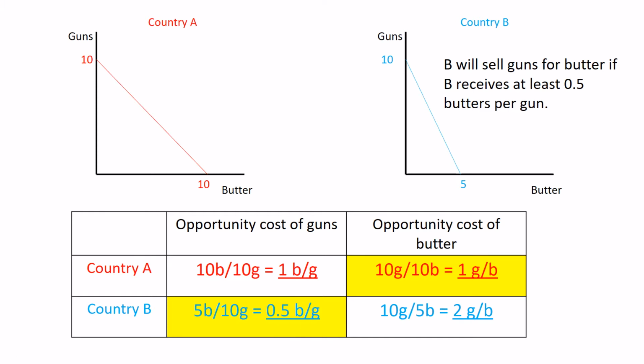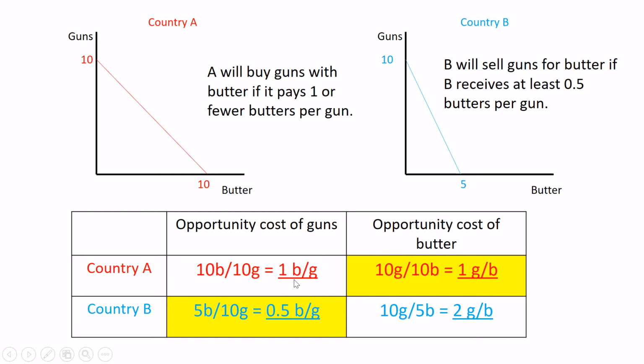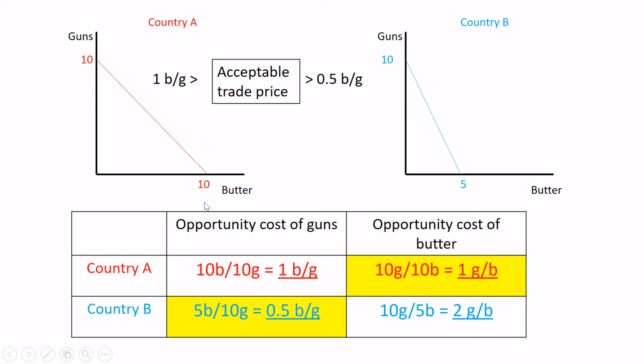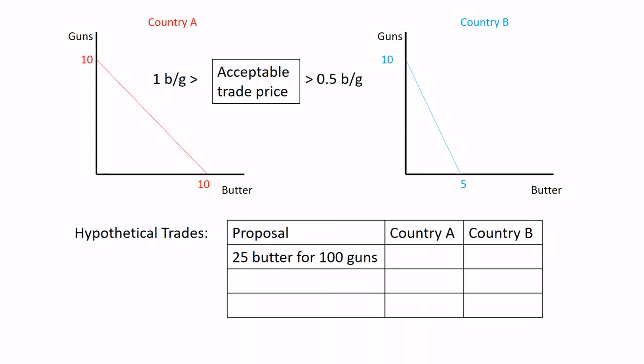Country A, on the other hand, their opportunity cost for a gun is 1 butter. That for them is going to be a maximum price. And so they are only willing to pay 1 or fewer butters per gun. Any higher price, and they would rather just make their own weapons. So combine these two together, greater than 1/2 butter per gun, less than 1 butter per gun, and you get this acceptable trade price range. Anything between those, both countries can agree to, and it will benefit both countries.